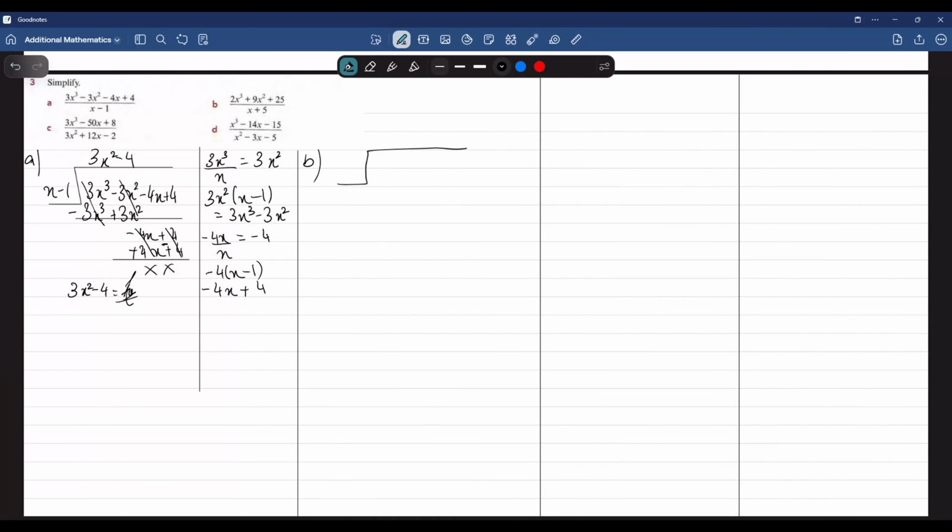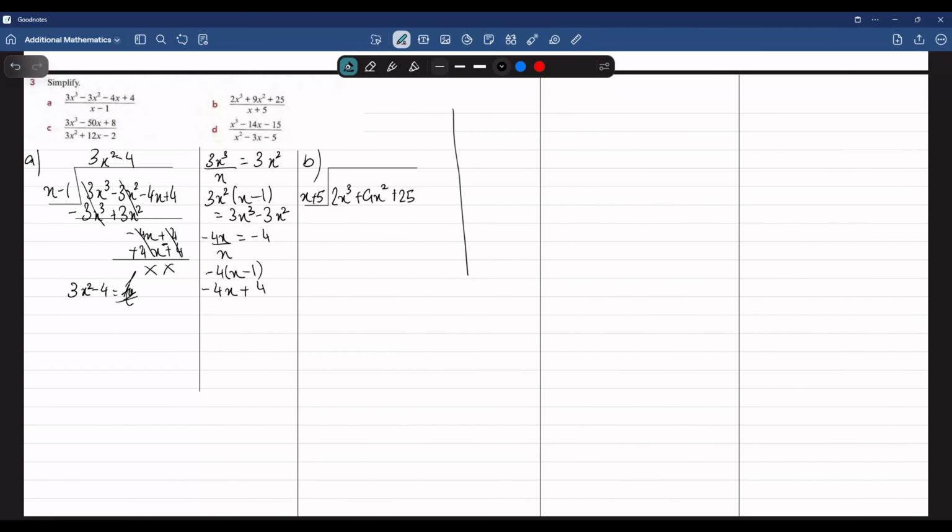Something like this, yeah. Let me raise this up. The basic thing which has more space with the rough work in it. I'm going to write down 2x cubed plus 9x squared plus 25, and we divide this by x plus 5.